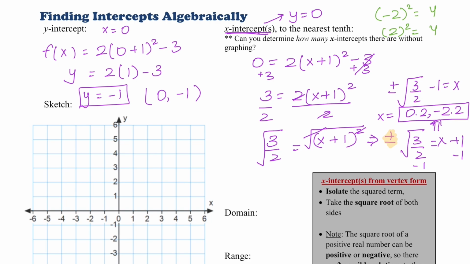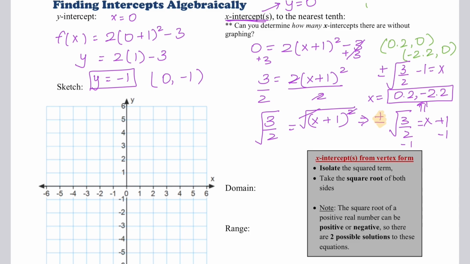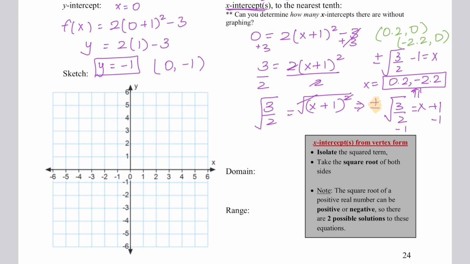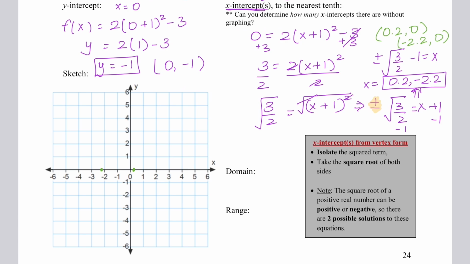Okay, so our values would be 0.2 comma 0 and negative 2.2 comma 0. So those are our coordinates. Okay, let's try plotting that. So we have 0.2 comma 0 somewhere over here, and then negative 2.2 comma 0 over here, and then 0 comma negative 1 over here. So this is what our intercepts are looking like.